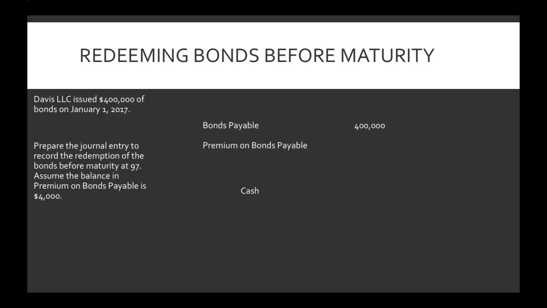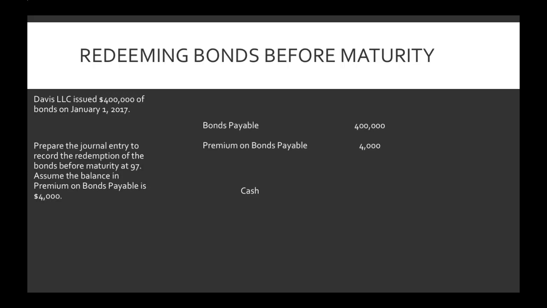Our bonds payable amount, that's still just going to be the face value. That number is going to be the face value no matter if you are redeeming it at maturity or before maturity. If you've seen the video on issuing bonds, the bonds payable amount was always face value. The premium, well, we said that we wanted to get that $4,000 off of our books. So we need to debit our premium on bonds payable for $4,000 to decrease that premium account.